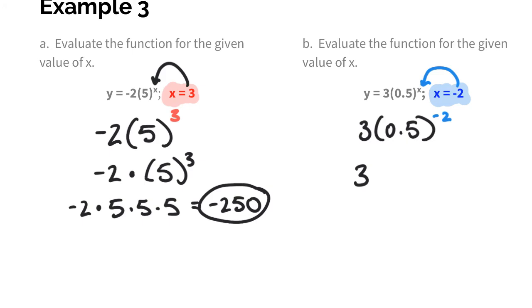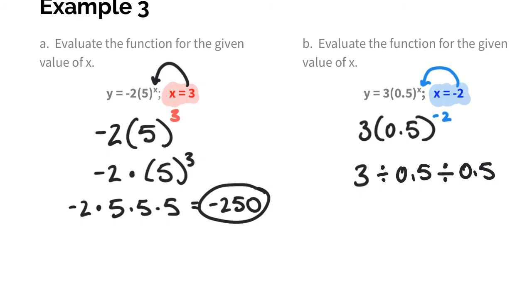When I plug in negative exponents, how that is different from this example where I had positive exponents is that I'm not going to multiply by 5 or whatever the value is multiple times, but instead when I see a negative exponent, I'm going to divide. So in this case, I'm going to take that number 3 and divide it by 0.5, not once, but twice. So negative exponents, you can think of just like division.